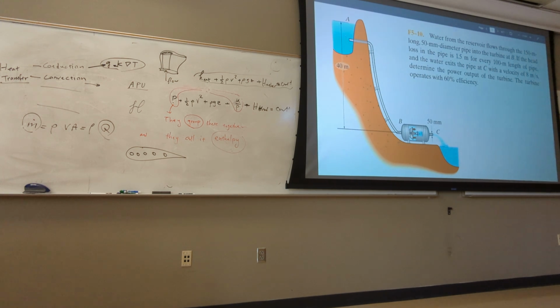The water gains velocity in the pipe, so it generates rotation on the blade in the turbine at point B. And then it exits at point C, and it also gives you the pipe diameter, and also head loss. Every 100 meters, you have 1.5 meters head loss due to friction. So how many meters do I have? 150. So 150 divided by 100 times 1.5 is your total head loss for this entire length of pipe. So that's what you know here.